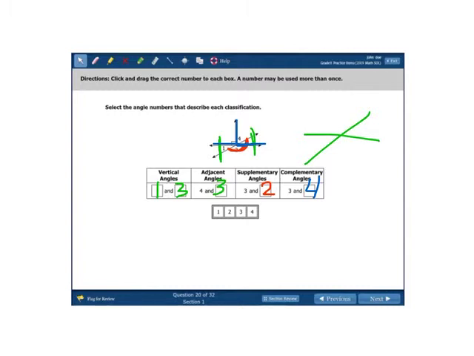I didn't even read my directions in our fancy little gray box we never see. Got to make sure we read those. Click and drag the correct number to each box. A number may be used more than once. So the 3 was used twice.